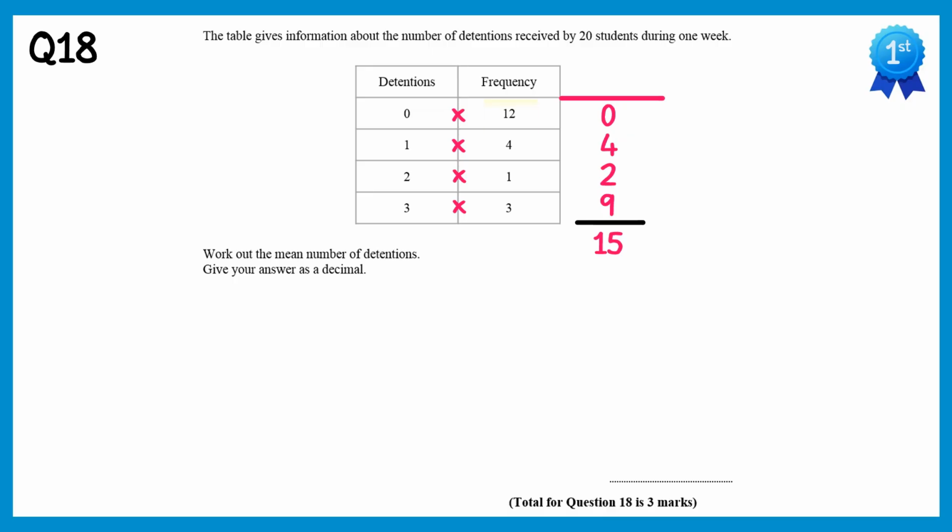If you add up the frequency column, you get the total number of students, which we were told in the question is 20. To find the mean, you do the total number of detentions, 15, divided by the total number of students, 20, which gets you the answer 0.75. We'll leave this as a decimal because it told us to in the question.